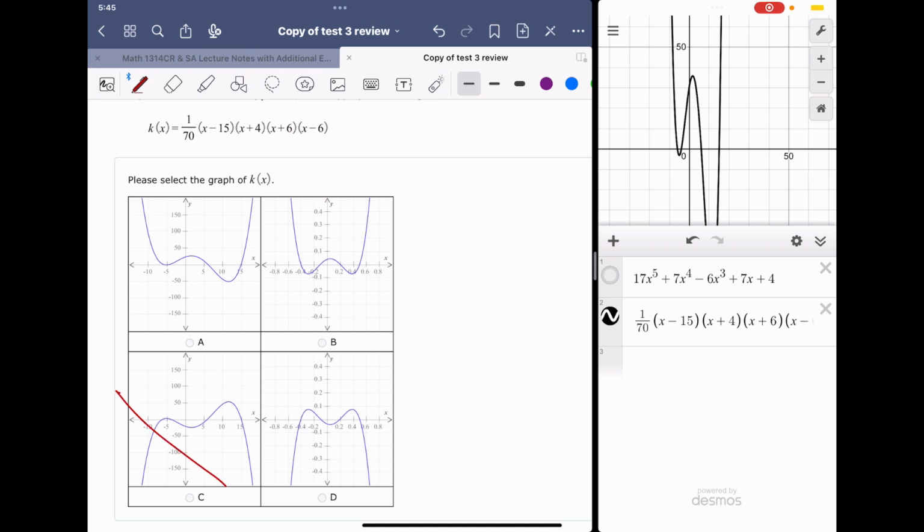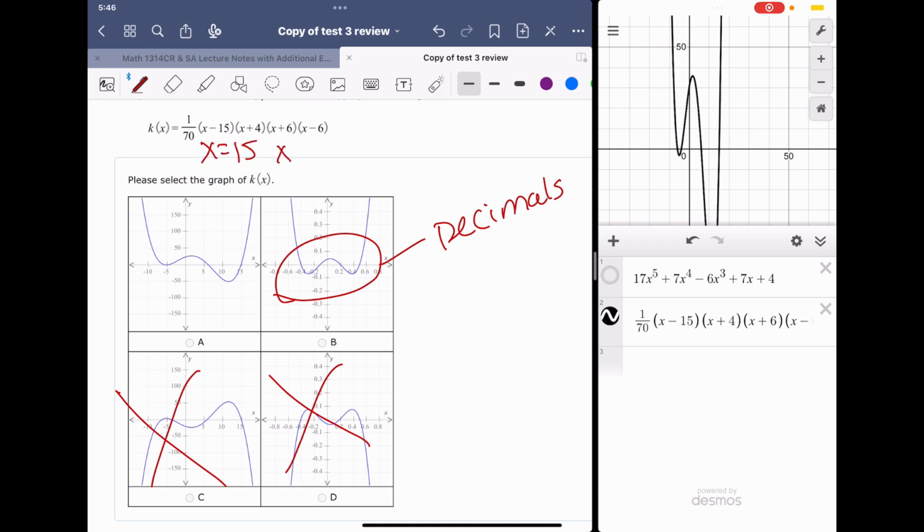I know for sure it's not C or D because it doesn't look like it. So I just need to read the functions. This one is not it because this is all decimals. All right, your zeros here are x equals 5, x equals negative 4, x equals negative 6, and x equals 6. That's what you have right here. It's not as apparent, but it's definitely there. Any questions? So it's going to be A.